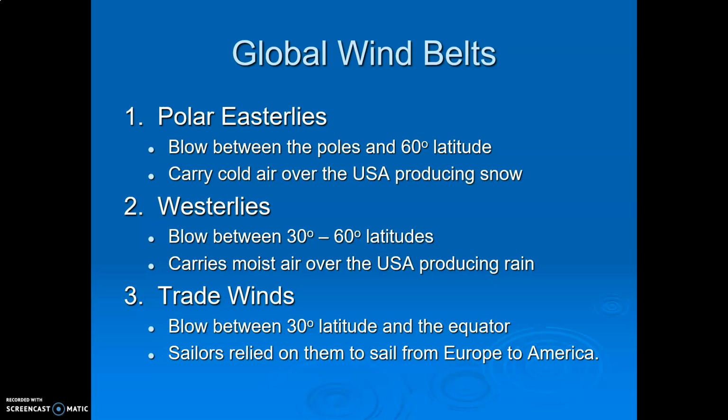And then we have the trade winds. The trade winds blow between 0 degrees, or the equator, and 30 degrees north and 30 degrees south. Sailors relied on them when they were sailing from Europe to America. That's one of the reasons they're known as the trade winds, because sailors often used them to help them trade.